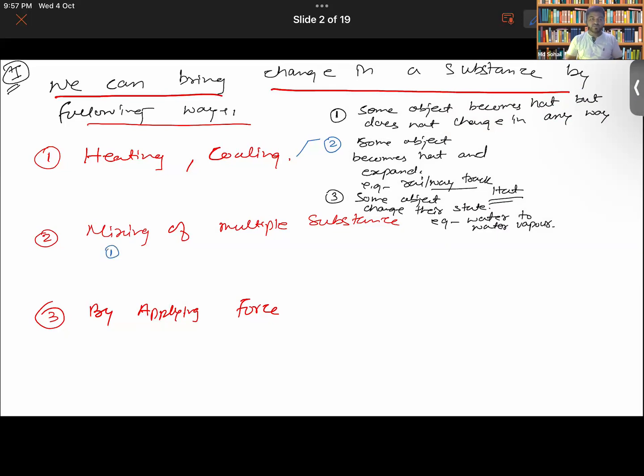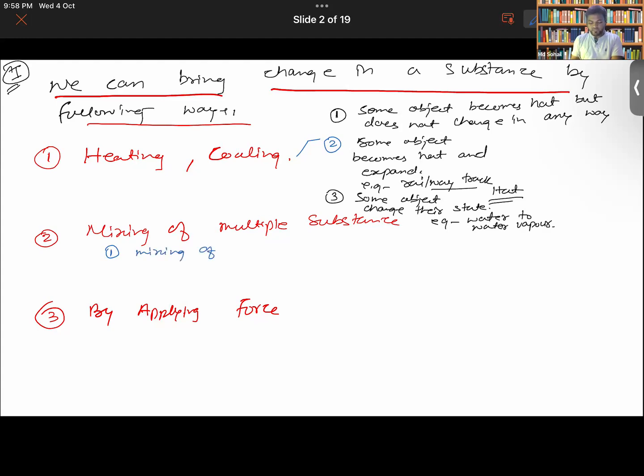Now talking about mixing of multiple substances. What are the examples we have? What happens when we mix two substances together? For example, if you were to make a solution by mixing water soluble substances into water, any substance that is soluble in water, just mix it in water. Thereby you will be getting a new substance there as well, right?